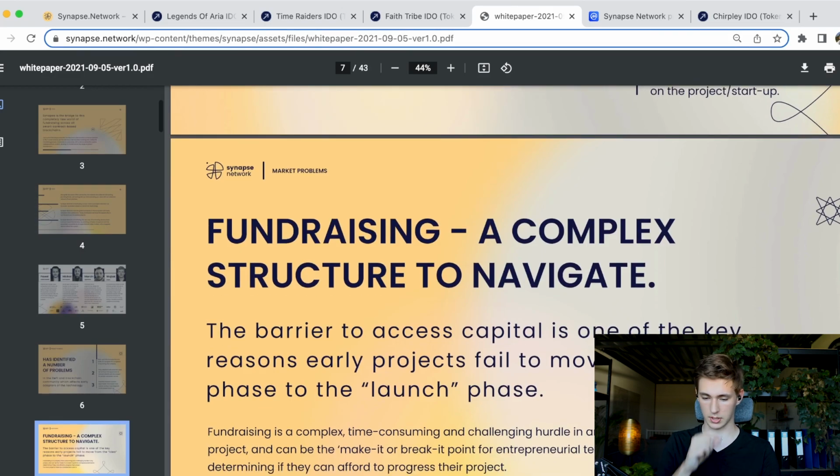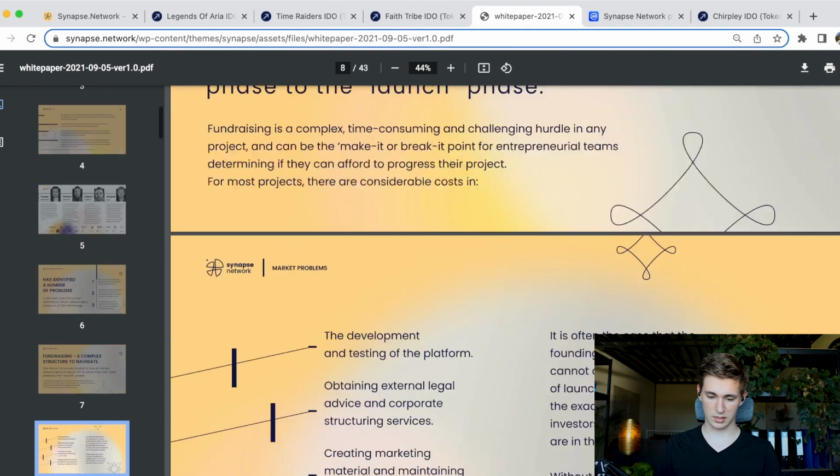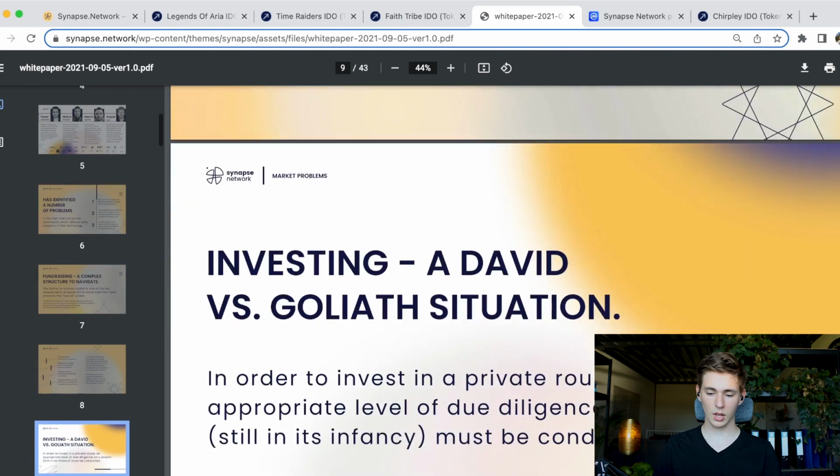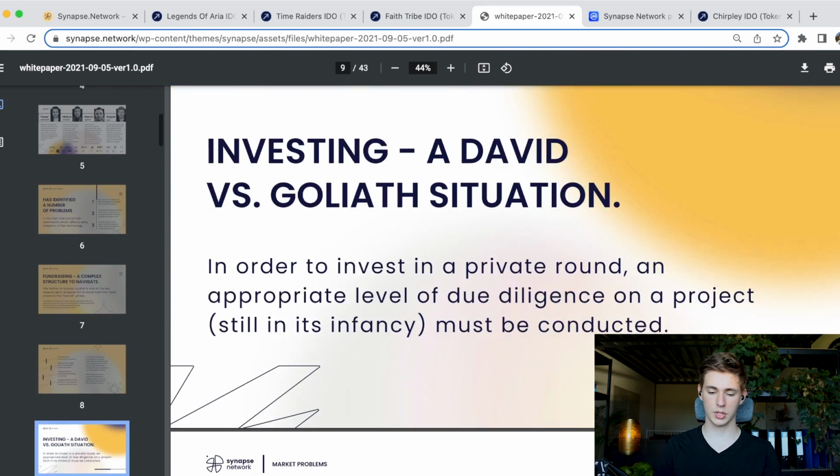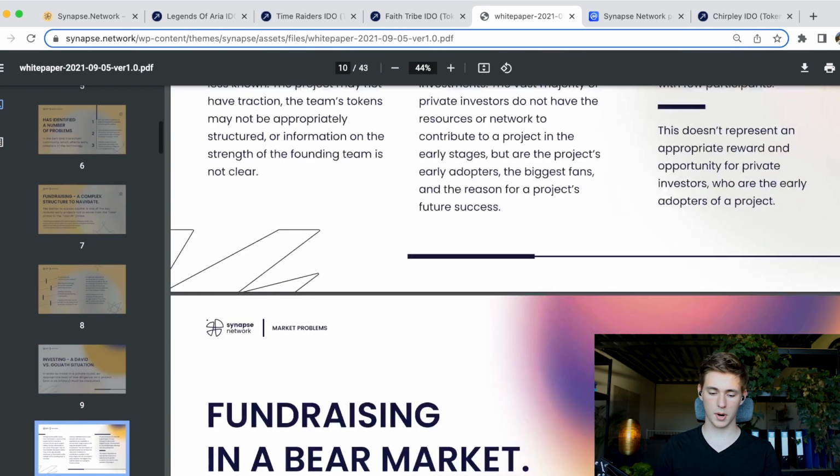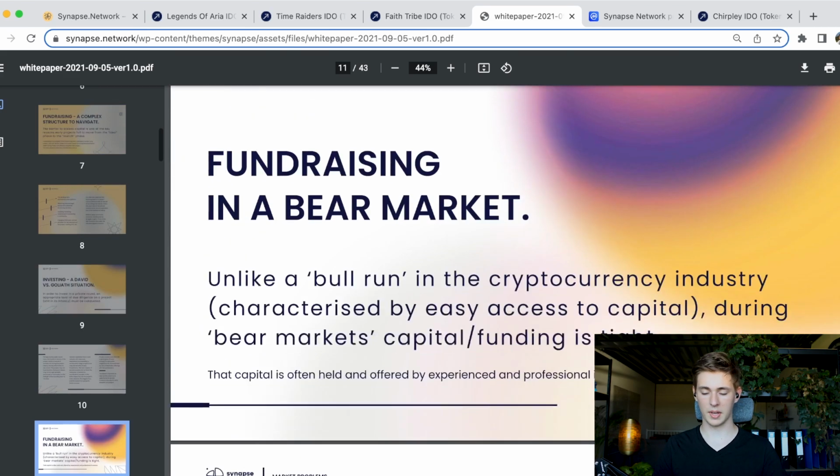Fundraising, a complex structure to navigate. Yeah, okay, this is not very interesting. Investing, a David versus Goliath situation, more market research. They didn't have a solution, right? So they listed their problems, and usually you would put a solution up there as well. They didn't do that, a bit disappointed.